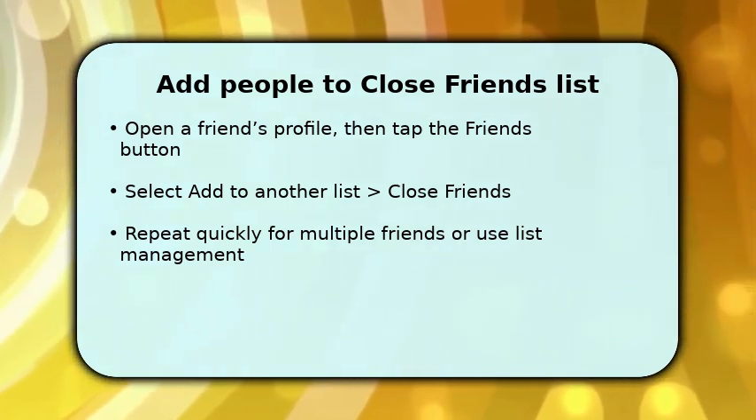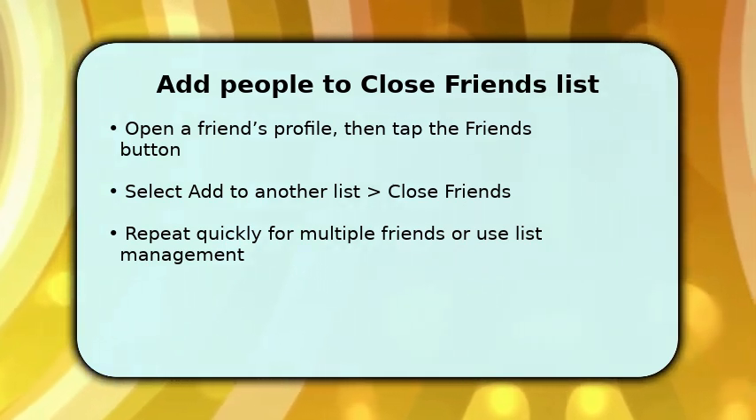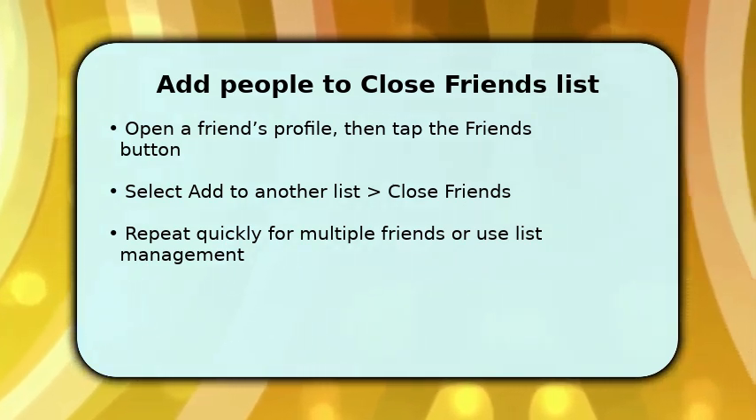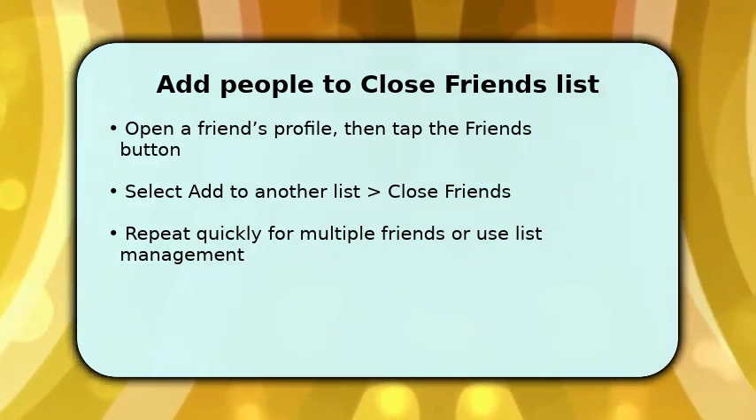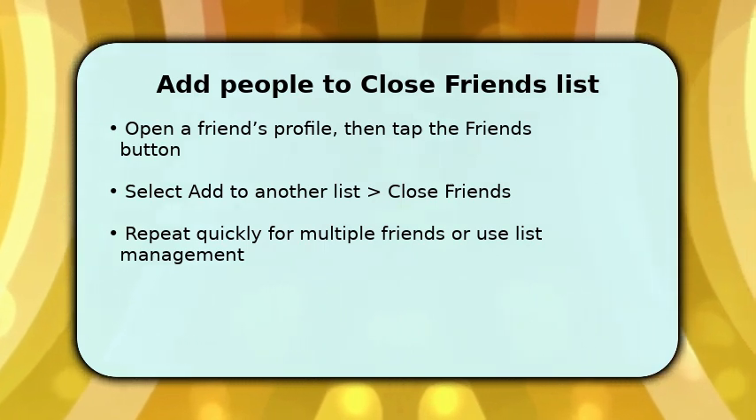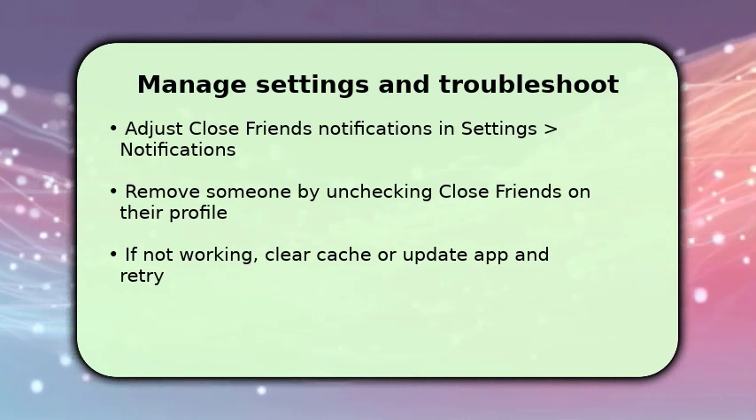Once done for one person, use List Management from your profile to batch edit many names, which is faster when you have a long list. Make sure notifications for close friends are enabled if you want alerts, otherwise they'll simply appear more often in your feed. Finish by verifying your close friends settings so the list behaves as you expect.